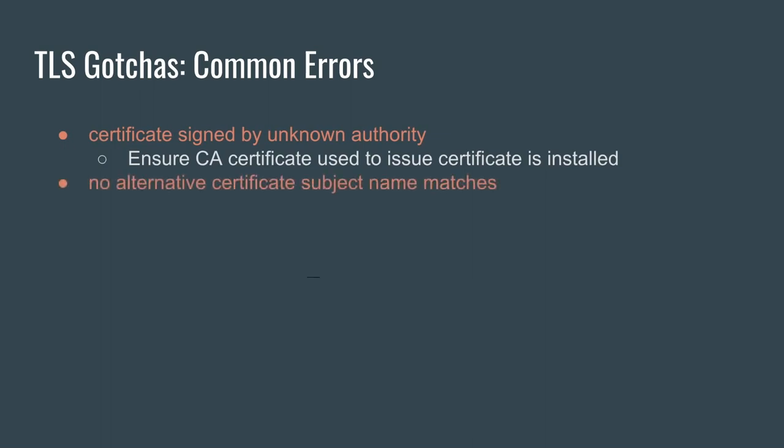You might see no alternative certificate subject name matches. So let's say you tried to make a request to catsarecool.com, you were able to reach the server, but the certificate the server handed back did not include this host name in its SAN field. So double check that the server certificate was requested with the SAN field containing the host name you're trying to talk to. And this can also come up if you're trying to make an HTTPS connection to a machine based on an IP address, but its IP address isn't contained within the SAN field, only the DNS host name is.